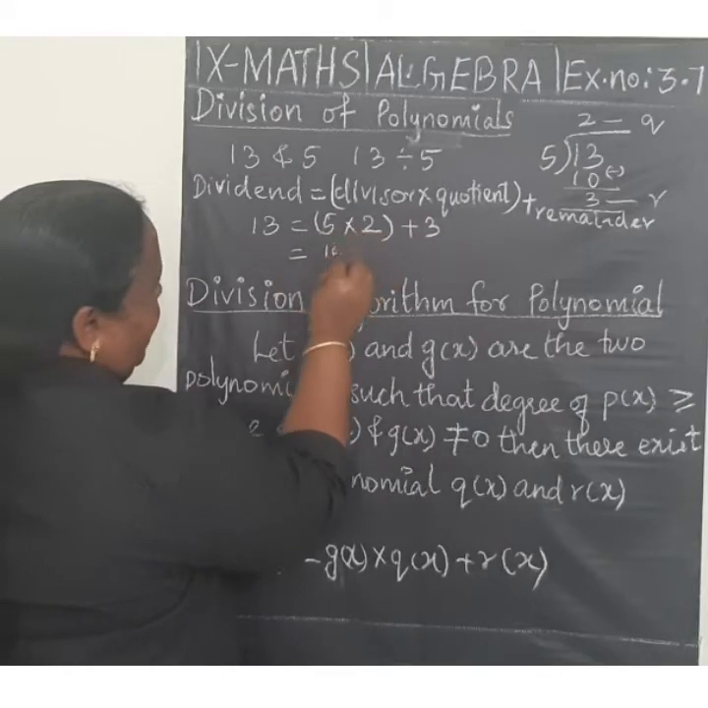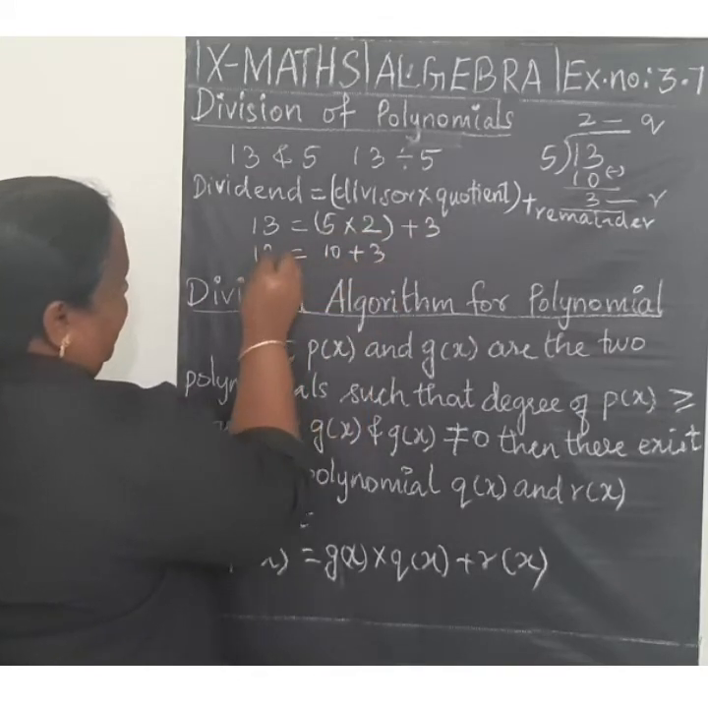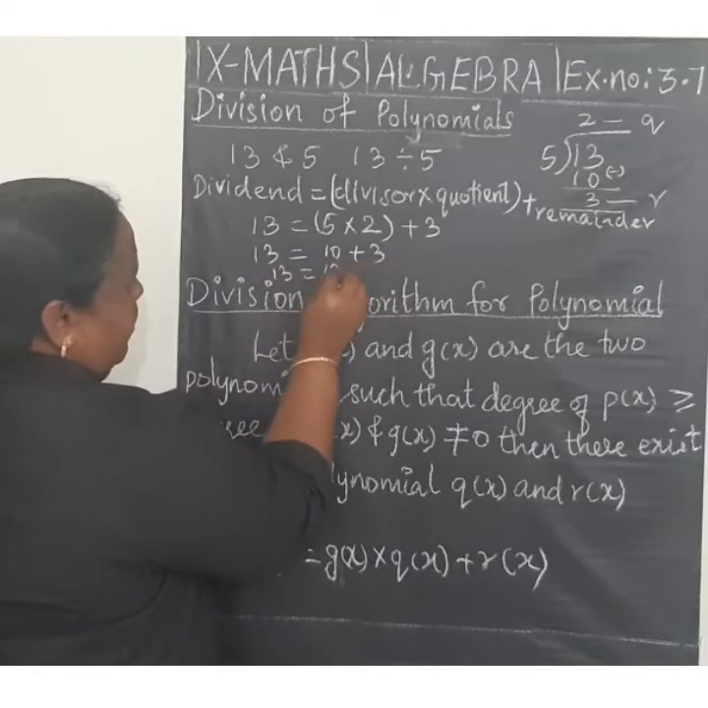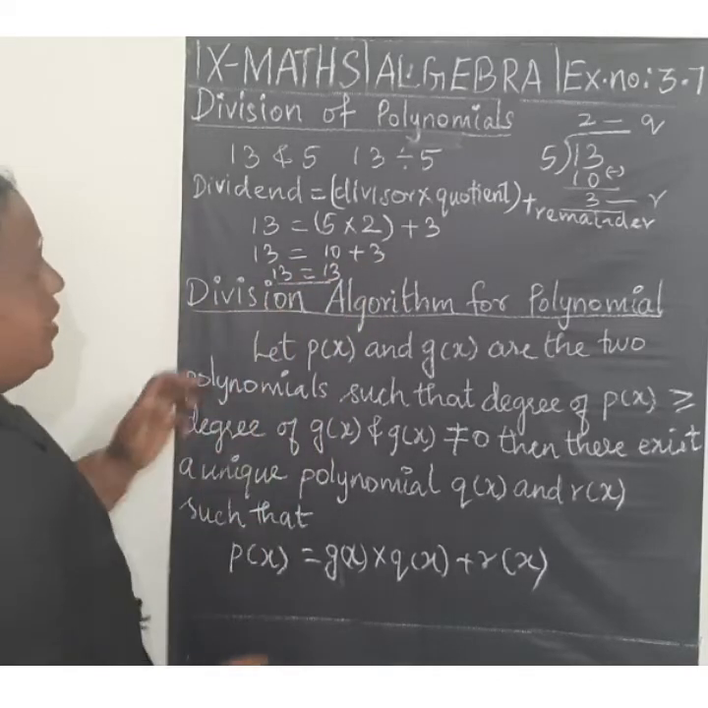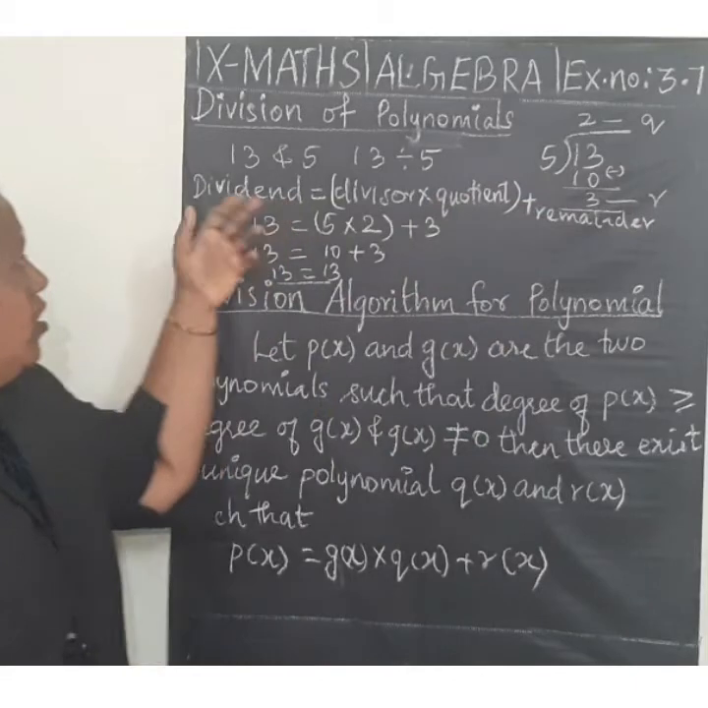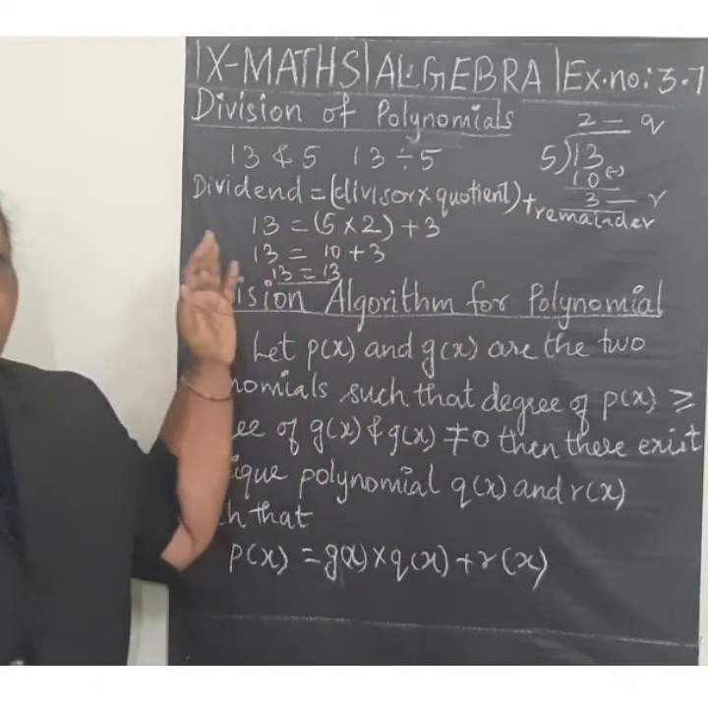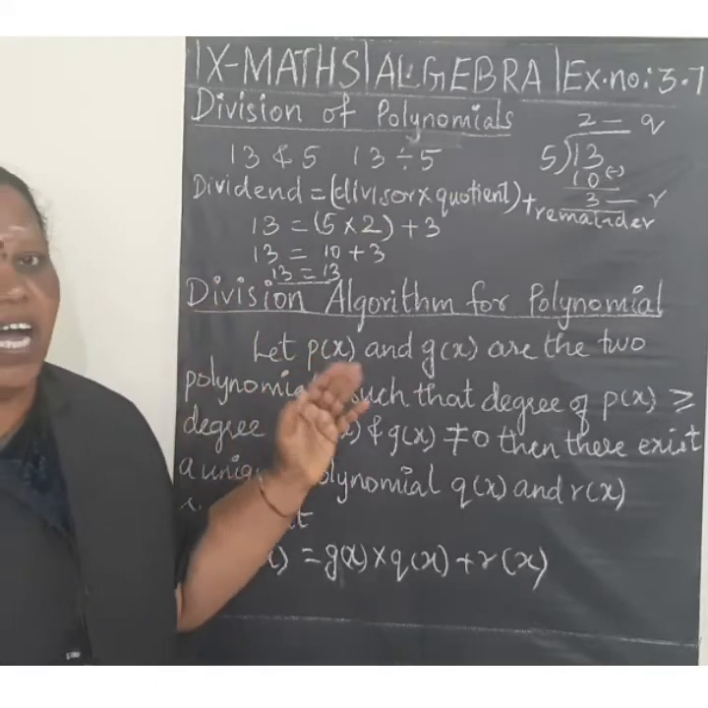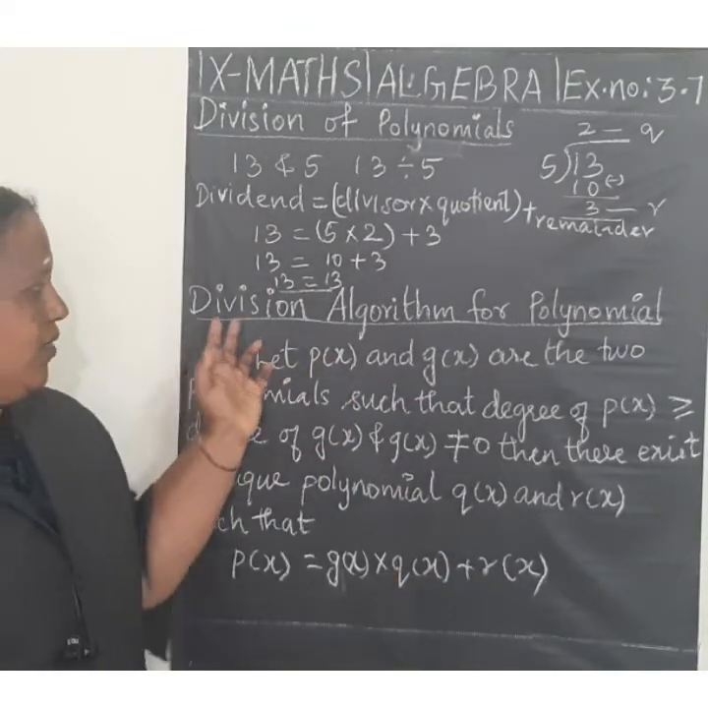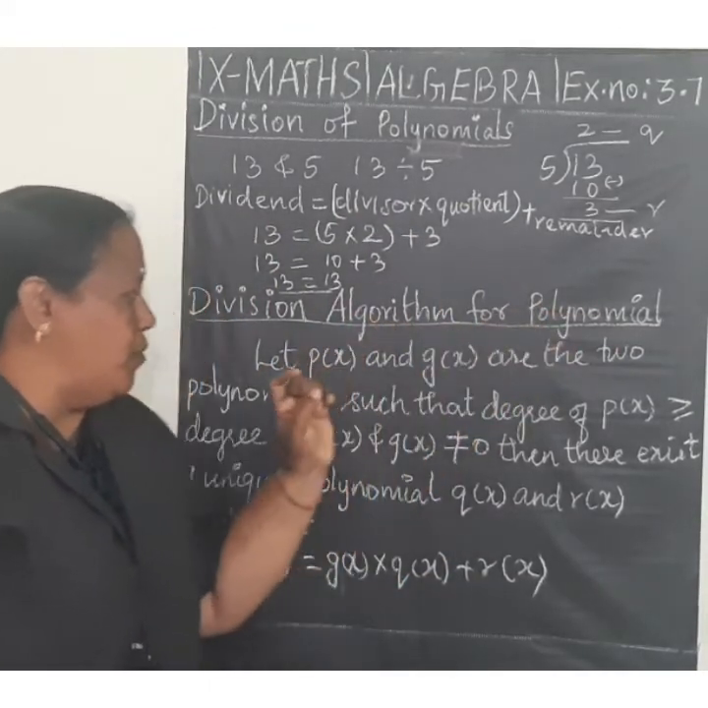So 5 twos are 10 plus 3, so we have 13 is equal to 10 plus 3 is equal to 13. So the division is correct. We call this, dividend is equal to divisor into quotient plus remainder, the division algorithm. Next, division algorithm for polynomials.